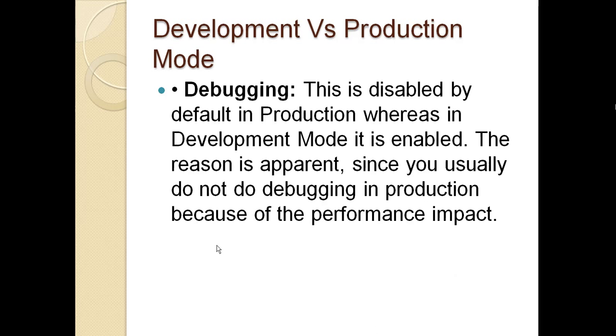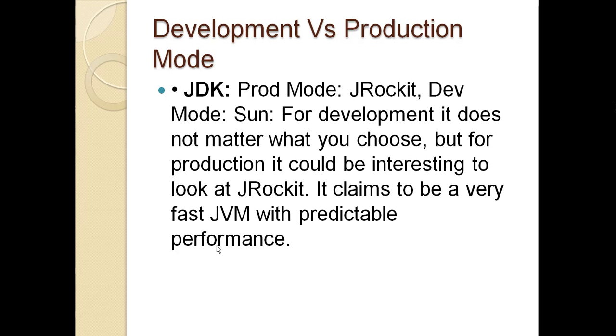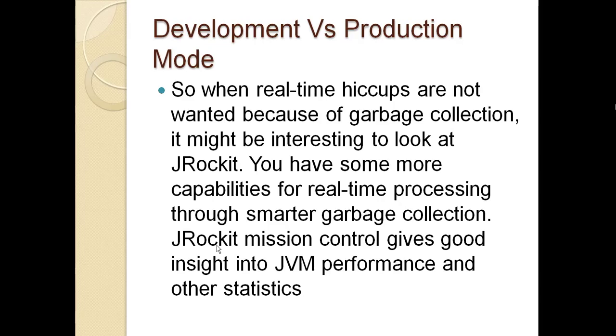In production mode, debugging is disabled, because we don't want to debug our application in production mode. Once we test our application, then only we will move it to production, so we don't want any changes in production. So debugging is disabled in production, whereas it is enabled in development mode. In development mode, we use Sun JDK, and in production mode, we use JRockit, which is recommended by Oracle.